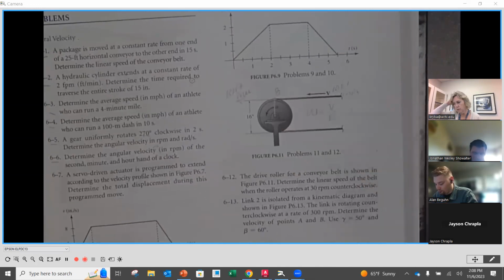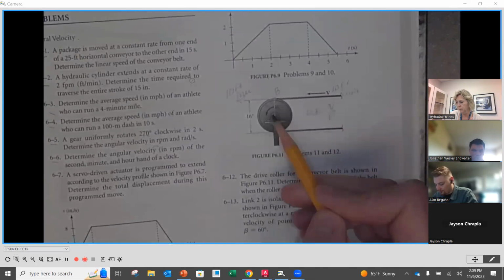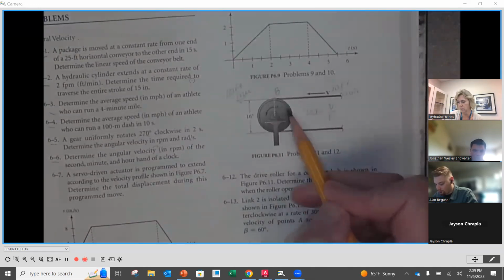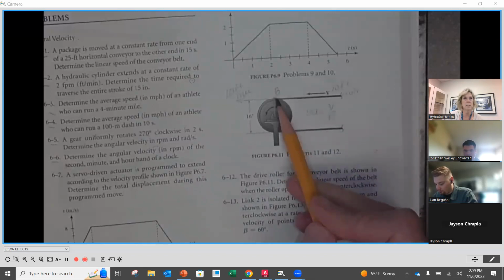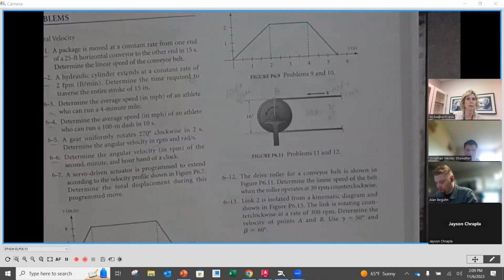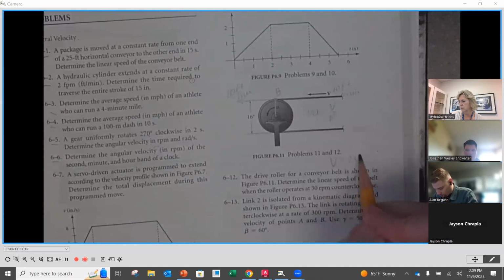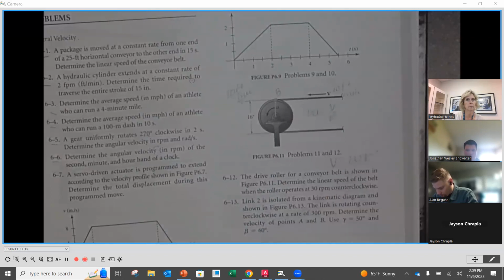So here as well, the drive roller of the conveyor belt is shown in that figure. Determine the linear speed of the belt when the roller operates at 30 RPM counterclockwise. Okay, so now they're giving you the speed of the roller. So it's going to be going in a counterclockwise direction, same as what's seen here at 30 RPM. And now they want to know what's the velocity then of that belt. So kind of going in the opposite direction. For this one then, your V is going to be equal to WR. Any questions there?